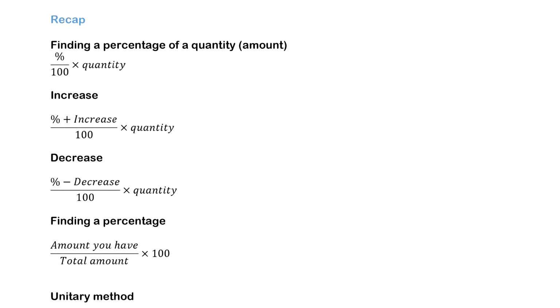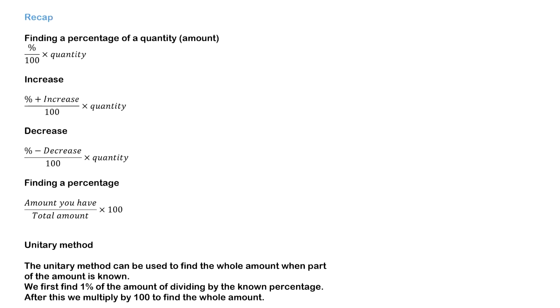So to recap the video, remember when you're finding a percentage of a quantity, it's the percentage over 100 times the quantity. If you're increasing something, it's 100 plus whatever the increase is over 100 times that quantity. For a decrease, it's 100 minus whatever the percentage decrease was over 100. Then you times it by the amount. If you're finding a percentage, it's the amount you have or you're looking at over the total amount. And then you multiply this by 100.